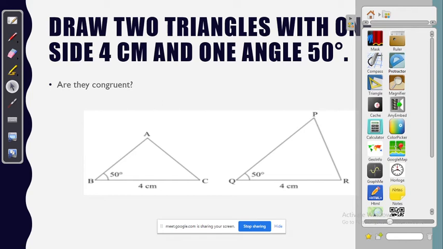Ma'am, can we change the angle also? Which angle? 50 degrees is there, no, ma'am. Can we change it in other directions? Yeah, you can take any angle to be 50 degrees and any side to be 4 centimeter. Okay, ma'am. So even if you do that, let's look at this figure.